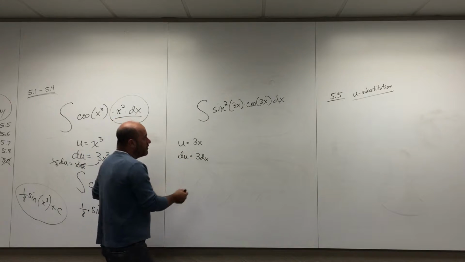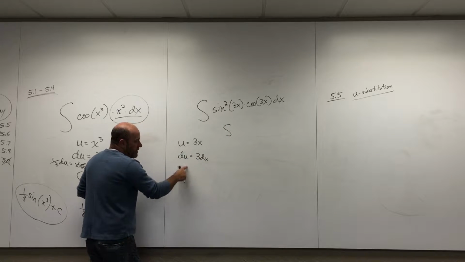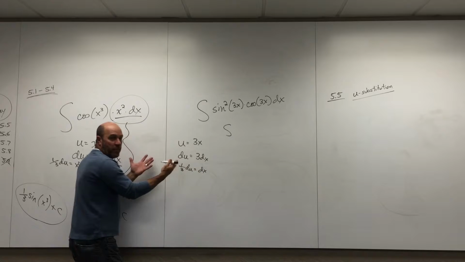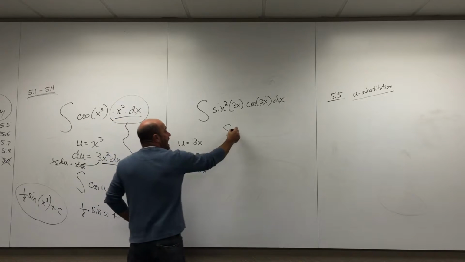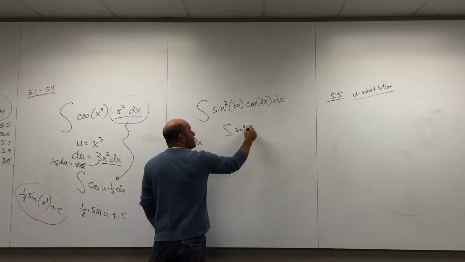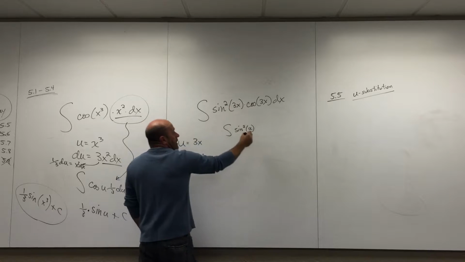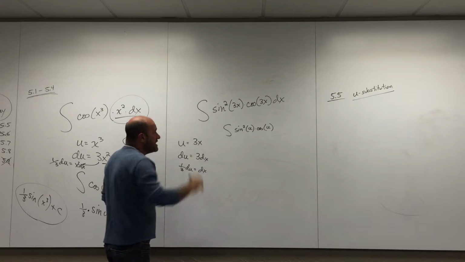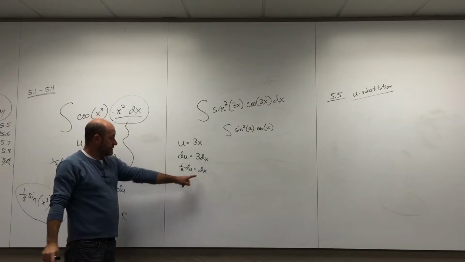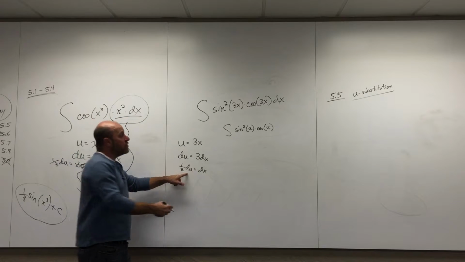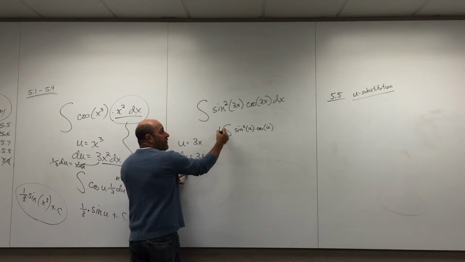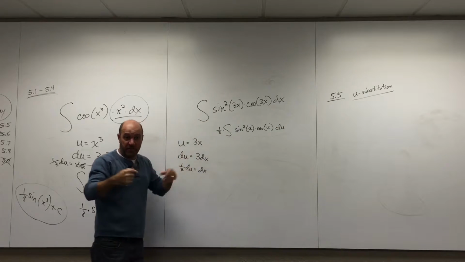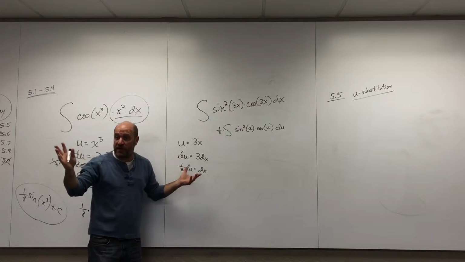So when I start to replace all this stuff, I'm going to move the 1/3 over here so you see it nice and clear. When I replace all this stuff, it's sine squared of U times the cosine of U. And then what's the dx out there? 1/3 du. If you don't mind, I'll pull the 1/3 out front and put the du there. So good, we accomplished that U substitution. Very good, we did good.